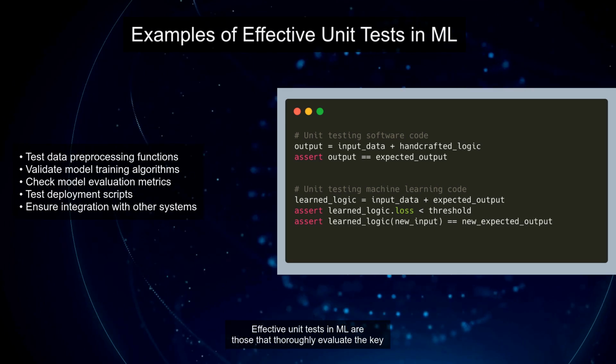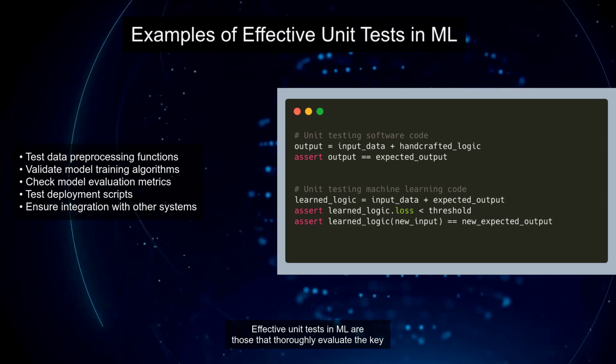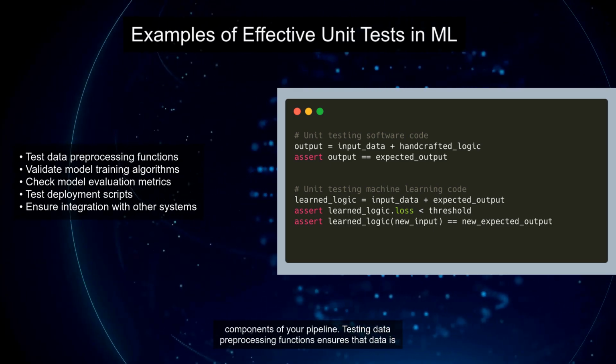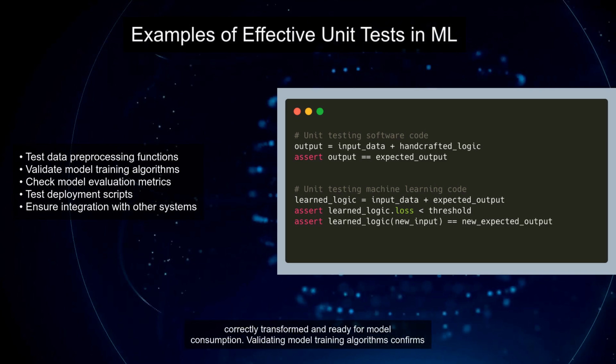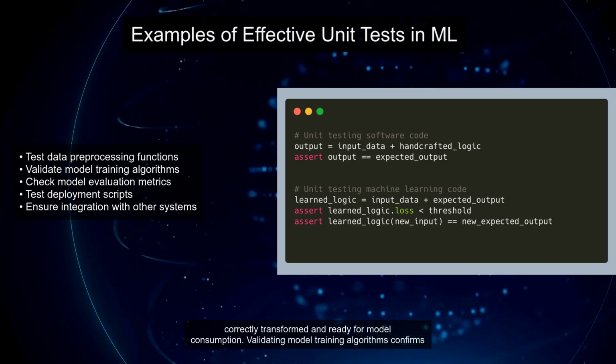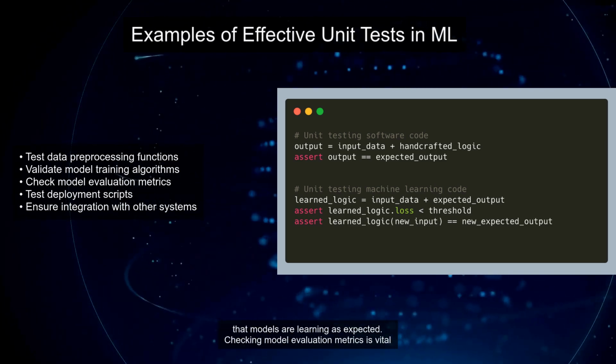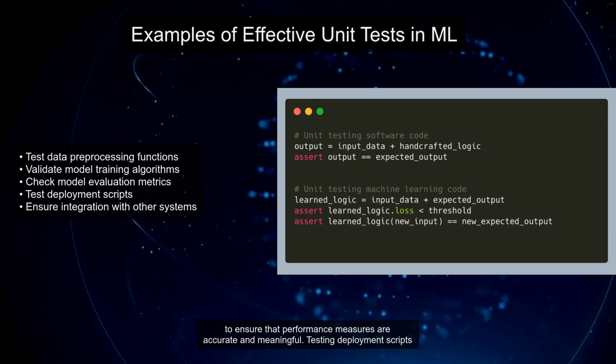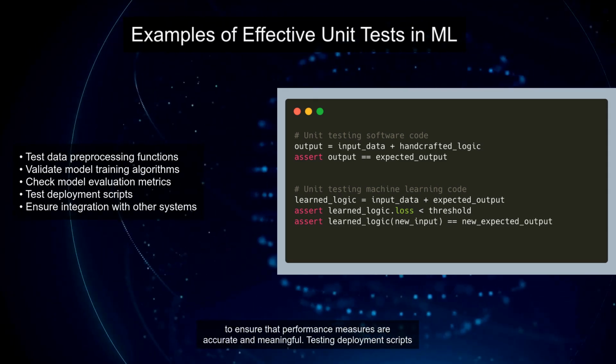Effective unit tests in ML are those that thoroughly evaluate the key components of your pipeline. Testing data preprocessing functions ensures that data is correctly transformed and ready for model consumption. Validating model training algorithms confirms that models are learning as expected. Checking model evaluation metrics is vital to ensure that performance measures are accurate and meaningful.